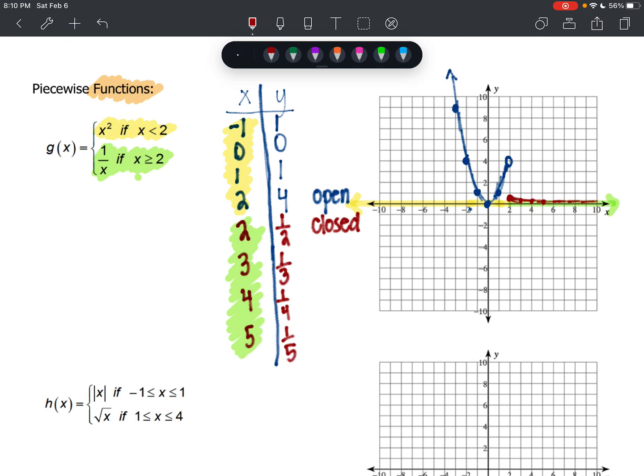It's never going to quite be 0. 1 over 10 is going to be 1/10. 1 over 100 is going to be 1/100. So it's just going to get very, very close to that x-axis, and it's going to continue to the right forever.